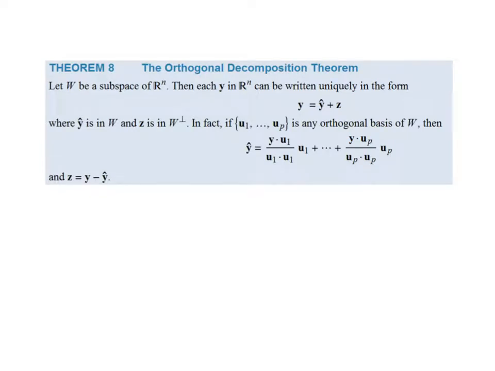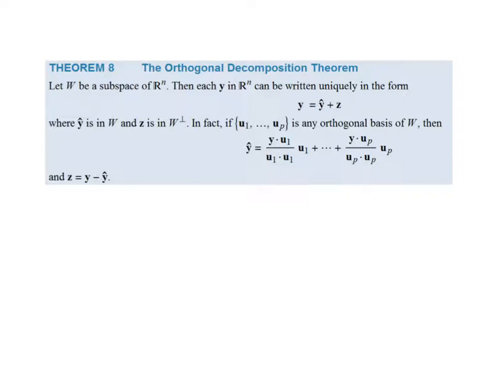Now we get to Theorem 8, which is called the orthogonal decomposition theorem. We know it's the main theorem of the section because it gets a fancy name. In this theorem, W is a subspace of Rn. Then each y, each vector in Rn, can be written uniquely in the form y equals y hat plus z.